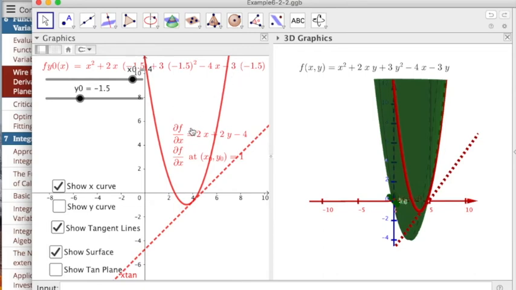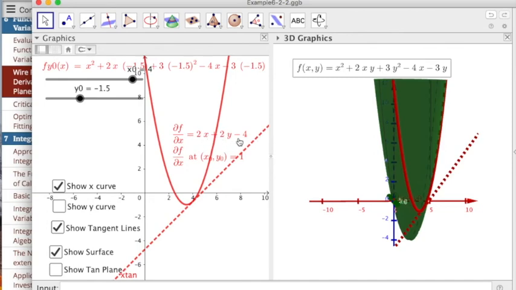Now, since it's a function of one variable, we can take the derivative the old-fashioned way. Remember, x is a variable, y is a constant. So the derivative of x squared is 2x. The derivative of 2xy is 2y. The derivative of 3y squared is 0. The derivative of minus 4x is minus 4. The derivative of minus 3 is 0.